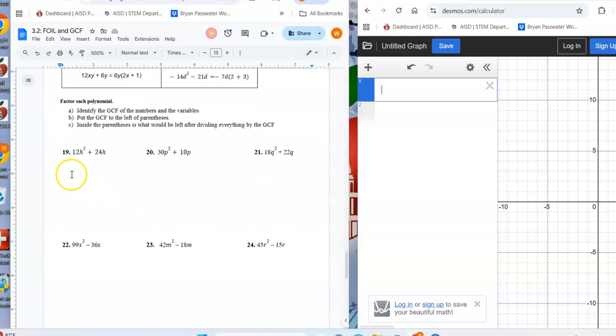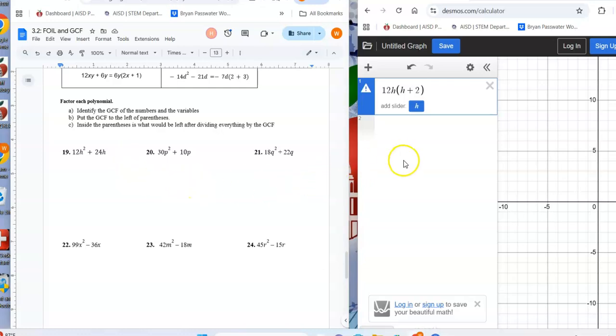For example, number 19, the greatest common factor of 12 and 24 is 12. The greatest common factor of h squared and h is h. And now I'm going to divide both of these things by 12h. 12h squared divided by 12h is h. 24h divided by 12h is 2. And that's the answer for number 19: 12h times (h plus 2). That is the factored version of what 19 says.